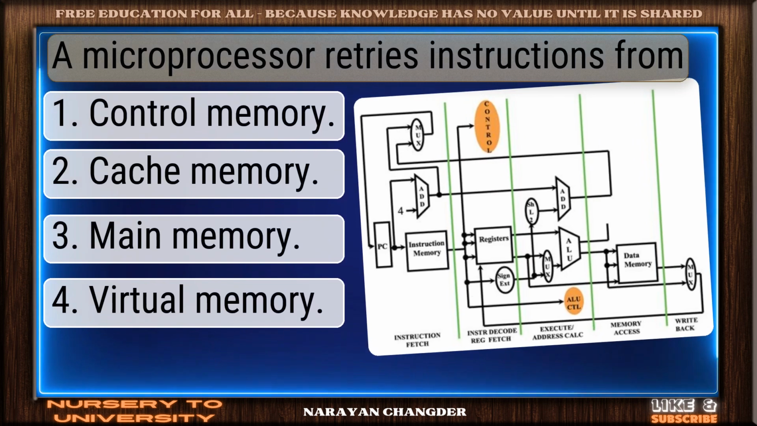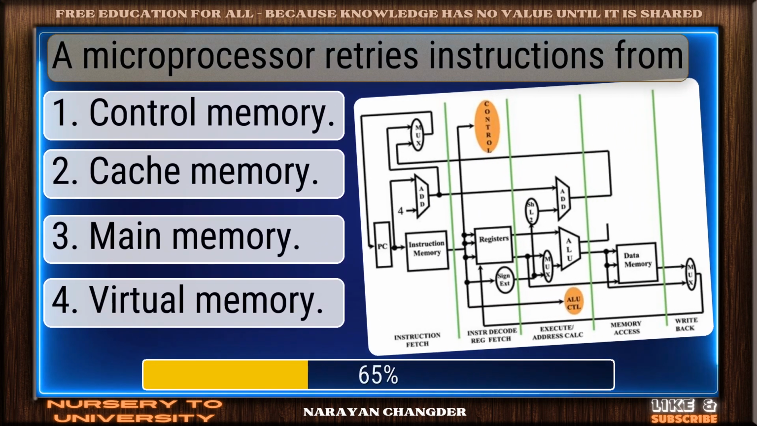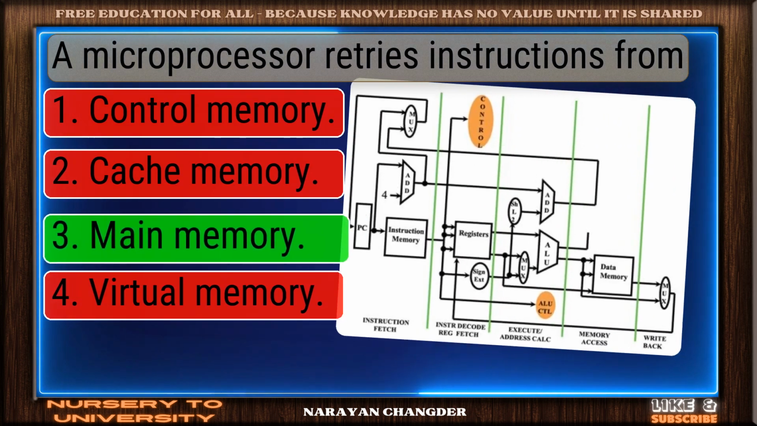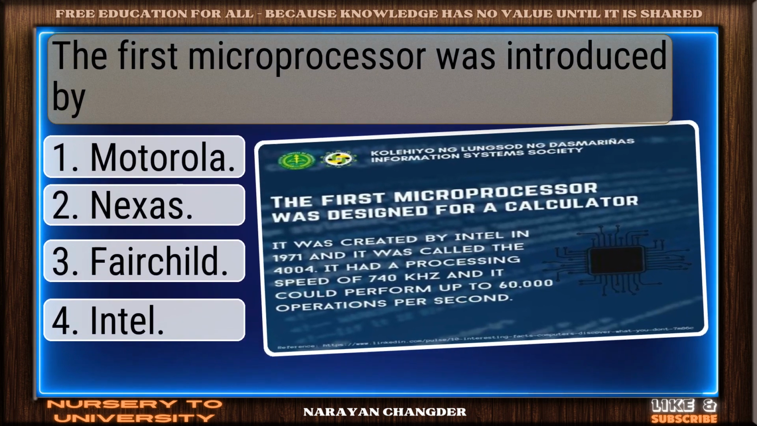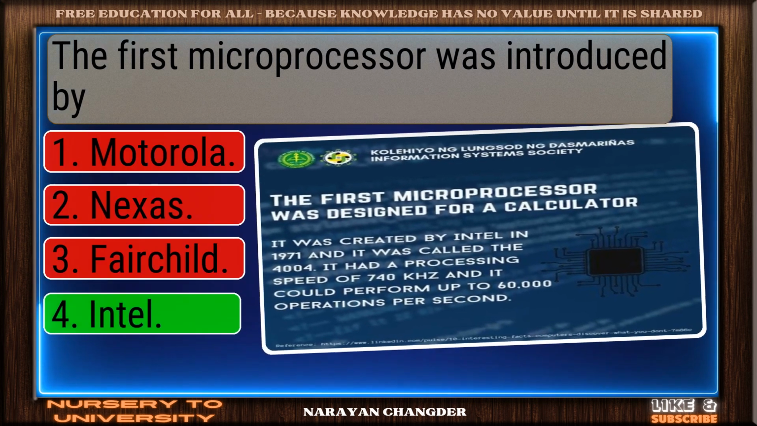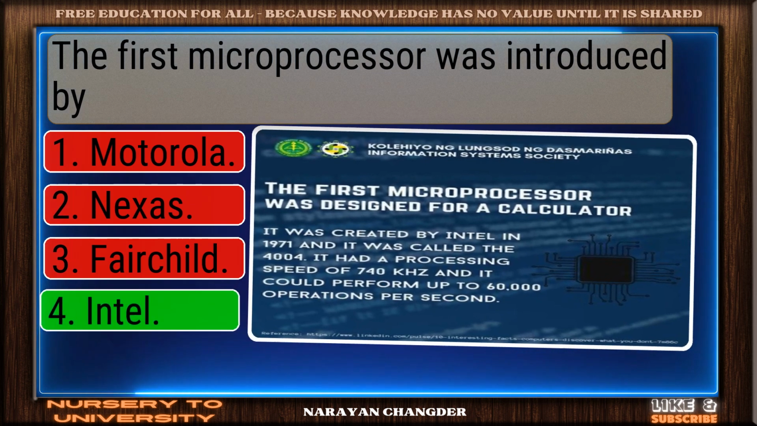Question number 25. A microprocessor retrieves instructions from. Correct. Main memory is the right answer. Question number 26. The first microprocessor was introduced by. Nice selection. Intel is the correct and valid answer.